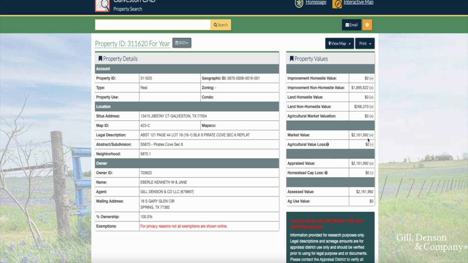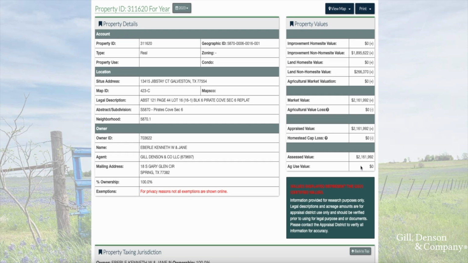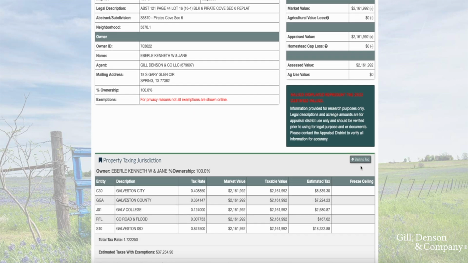So this is actually a property that we represent, and we had gotten the value down quite a bit from about 2.7 million down to this 2.1 million, saving them about $11,000 on their tax bill. And really, when we look at savings, we need to go down to the tax rate.